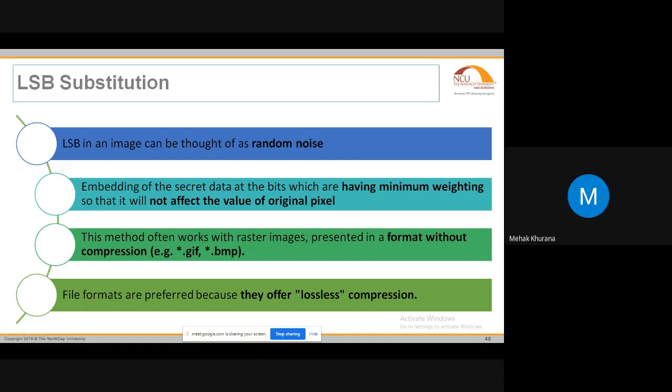So LSB is basically where we are selecting the random noise. These are the formats in which we are using it, GIF or BMP, and LSB helps with lossless compression. It is preferred because it does lossless compression, so there is no loss of information, and the original pixels are not affected that much. Next, sir, please.